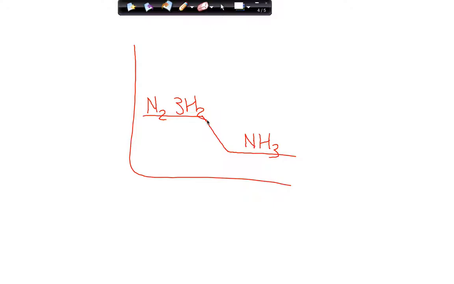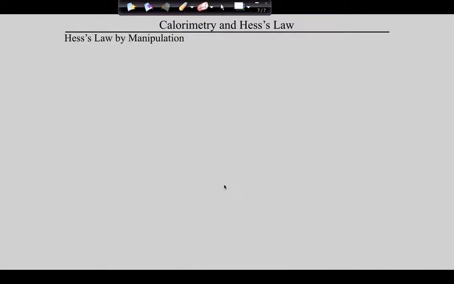Are we good? Okay, so this is what is called calculating delta H by computation. You're using heats of formation and figuring it out that way. Now, interestingly, the AP folks can also throw you a curveball. Write this down with me. This is called Hess's Law by manipulation.